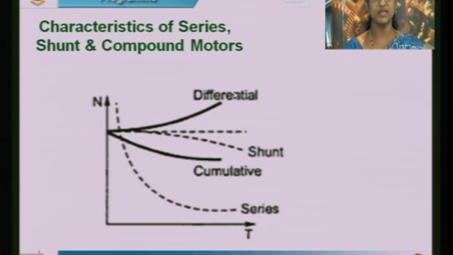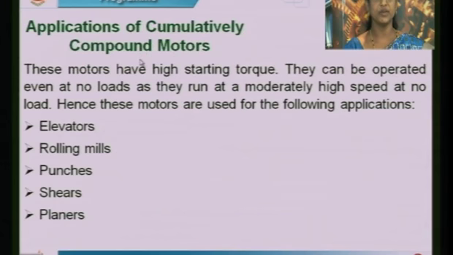Now, you see the applications of cumulatively compound motors. Since the series field winding is connected in series with the armature, these motors also have high starting torque. They can be operated at no load as they run at a moderately high speed at no load. Hence, these motors are used for the following applications: elevators, rolling mills, punches, shears and planers.